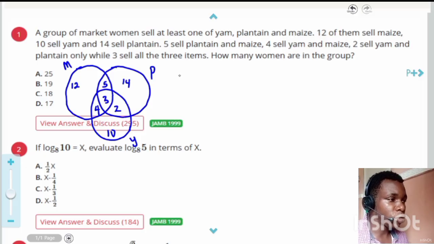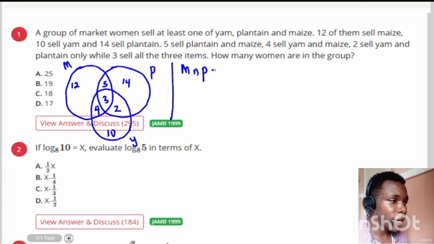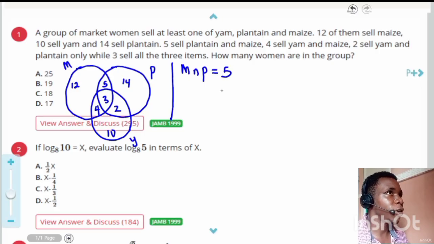Maybe I could redraw or sketch something to explain a bit more. The first thing I would like to do is find out how many women sold maize and plantain only. For you to obtain that, you take this 5. Take this as an analogy: say there was a census where we are asked to collect a list of women who sold plantain and maize.